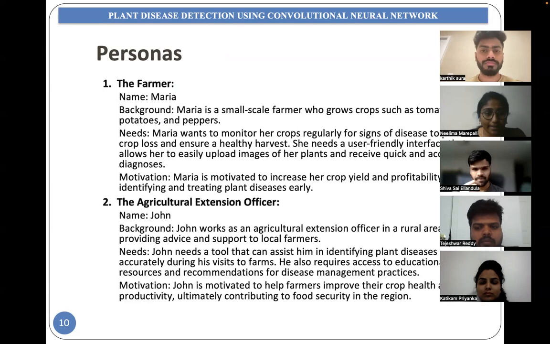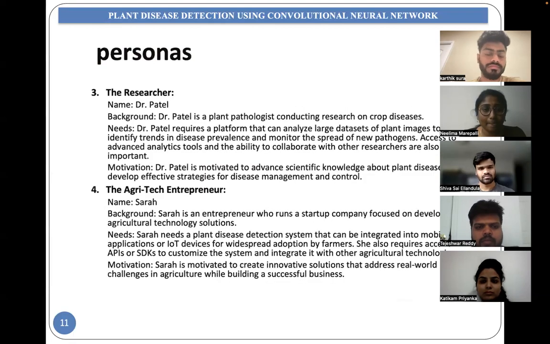So this agricultural extension officer needs a tool that can assist him in identifying plant diseases accurately during his visits to farms. And he also requires access to educational resources and recommendations for disease management practices. The other person is the researcher.